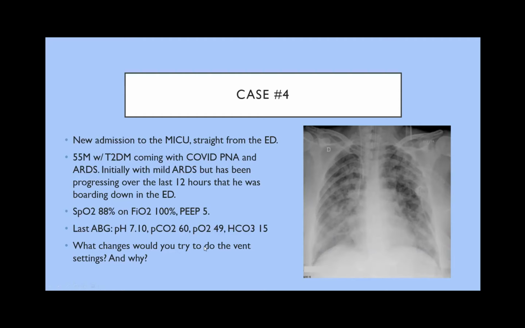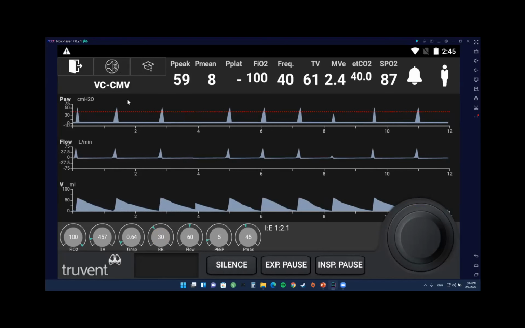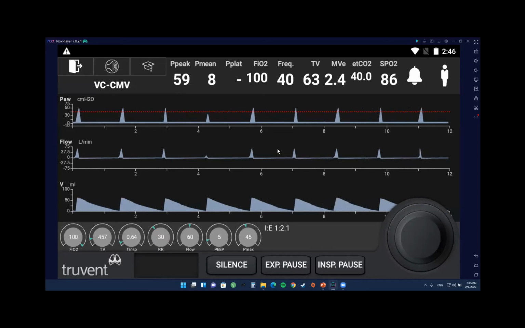Now let's take a look at the vent. This is what the vent is showing you. This is literally how the patient came from the ED. So what changes do you want to do and why? And take a second. This is not a patient that is crashing. The patient is sating 86, which, believe it or not, is not that bad. The gas is showing you very bad respiratory acidosis, some hypoxemia. What changes do you want to do to the vent? And it's very important that you not only tell me what you want to do, but why.